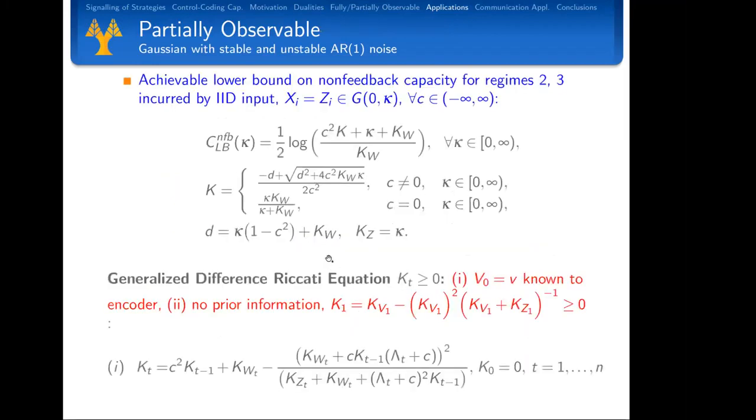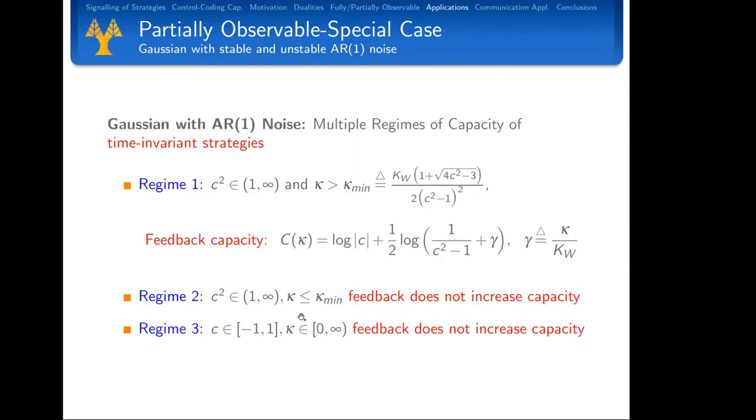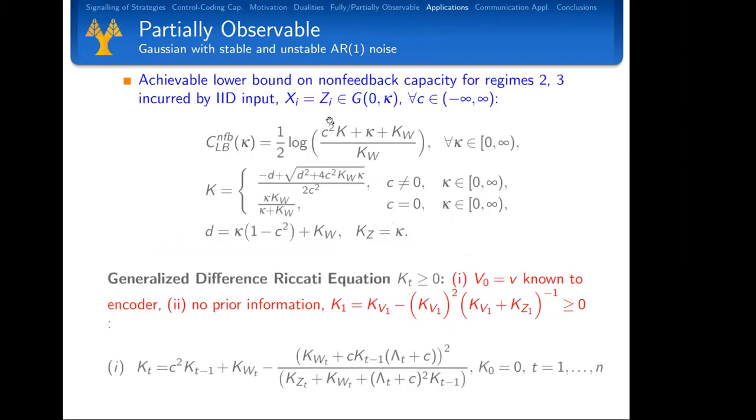Anyway, so what do we show? Since for regimes 2 and 3 there are no feedback time invariant strategies, we wanted to see whether there is a non-feedback strategy which is achievable. We just picked IID input. IID input turns out to generate things which are asymptotically ergodic, and then we have a rate.